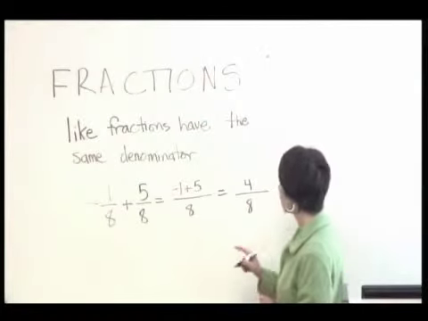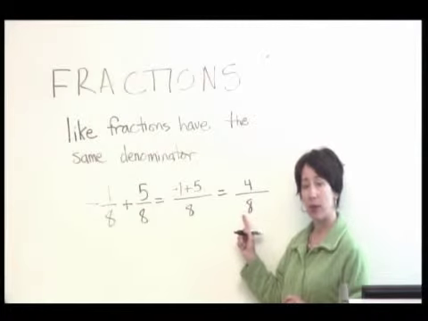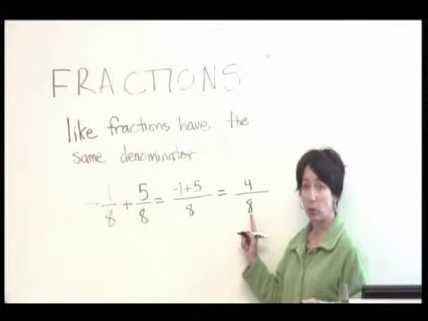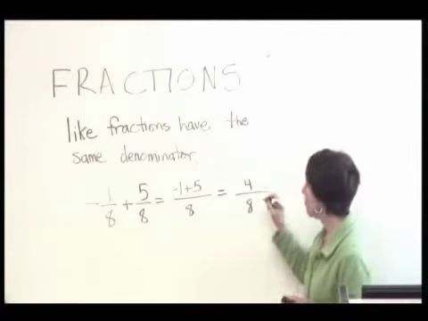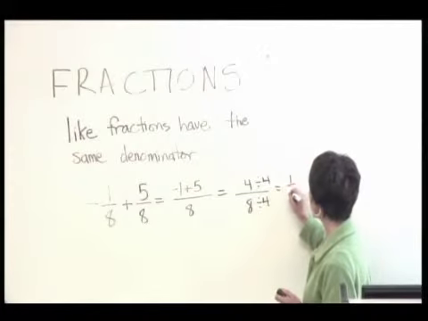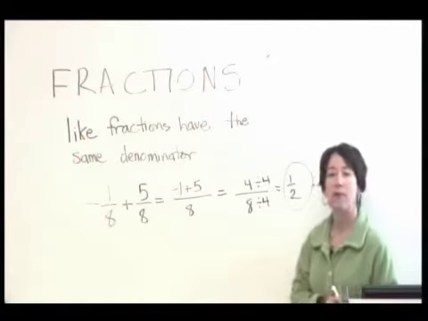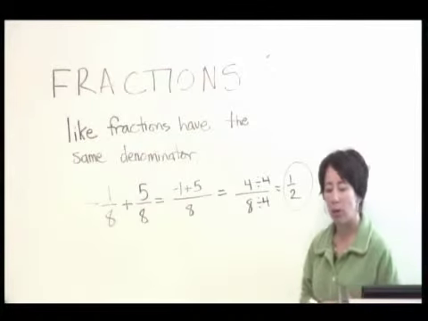And then my denominator stays the same. Now I notice that I have a common factor here. I have a common factor of 2, and I also have a larger common factor of 4. And since I'm going to divide out, I want to divide out my larger factor. That's going to save me some work. And my final answer in a simplified fraction is 1/2. Okay, one more problem.